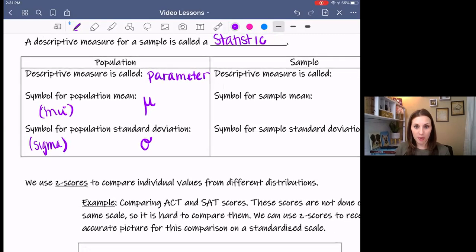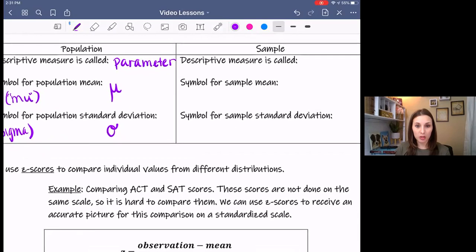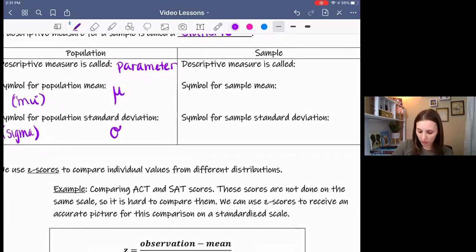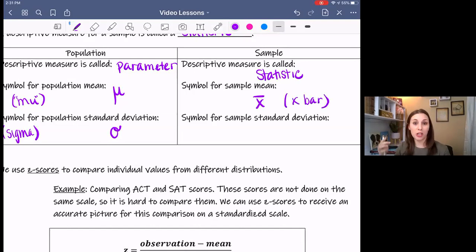And then if we're talking about samples, the descriptive measure is called a statistic. The symbol for sample mean we've actually seen before. We call it X bar. And the symbol for sample standard deviation we've seen before is S. We could say S. I don't know. You can put something else there if you want.